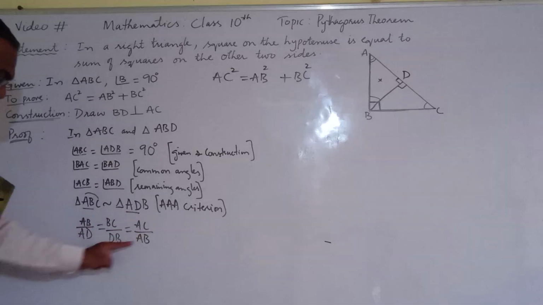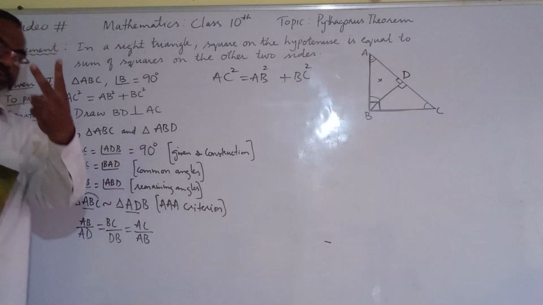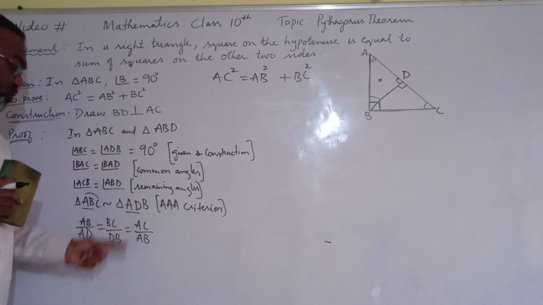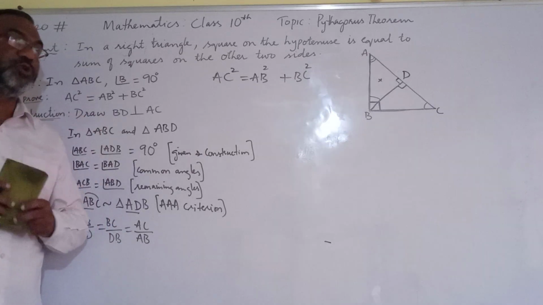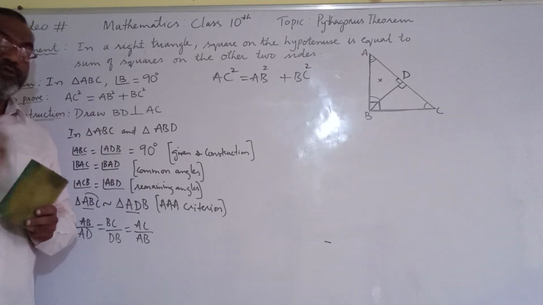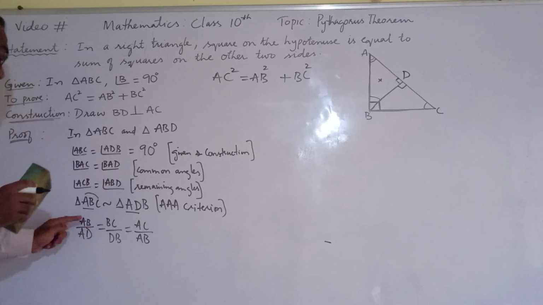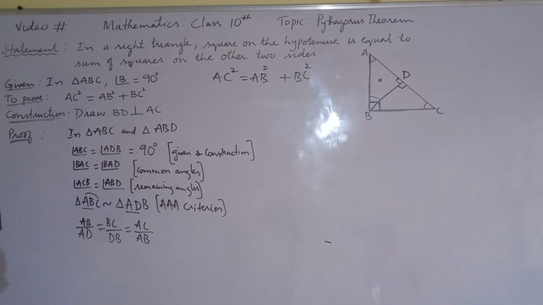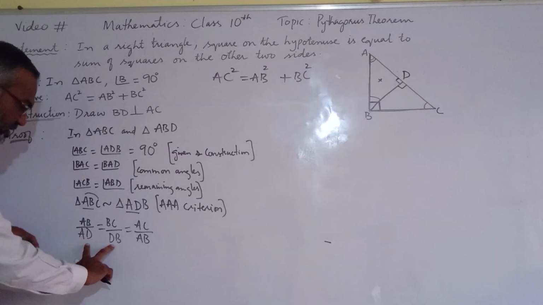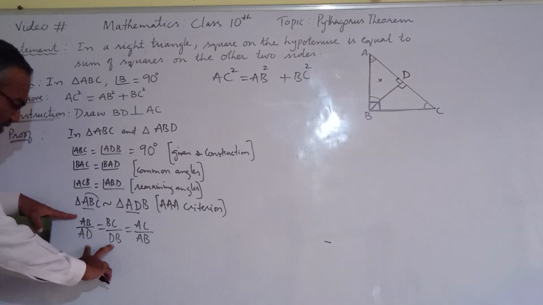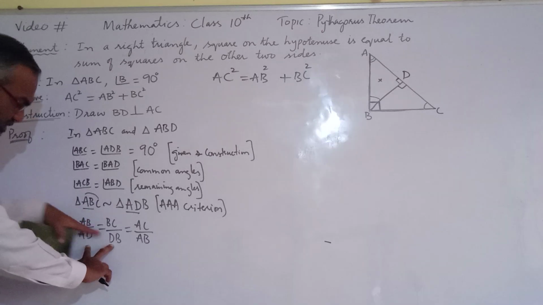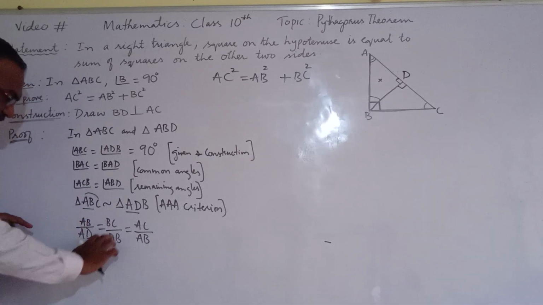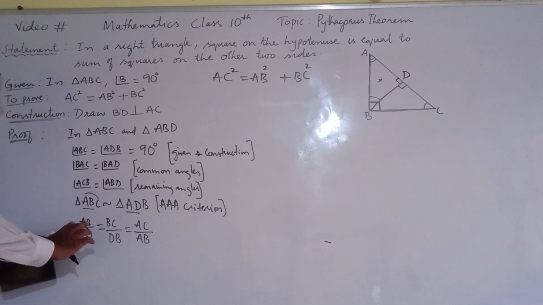But here in these three, we need only two. We don't need all these three ratios. We need two. Now we have to choose two. Which two should we choose? That is important. We must choose two that have one common side. Like here, if you take these two, all four sides are different: AB, AD, BC, BD. All four must not be different.